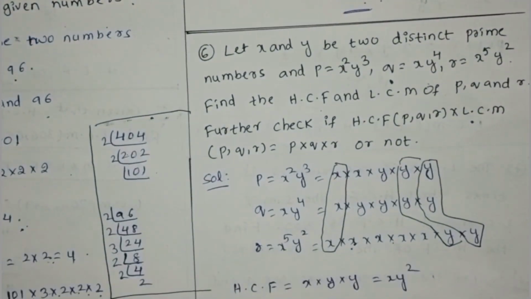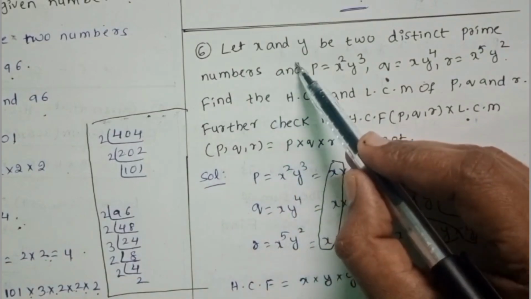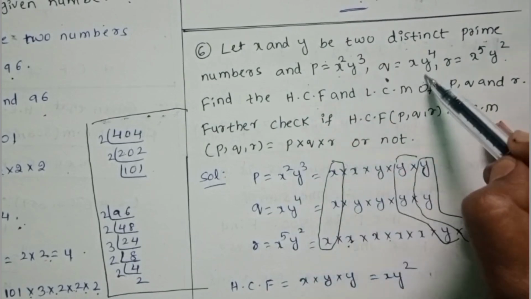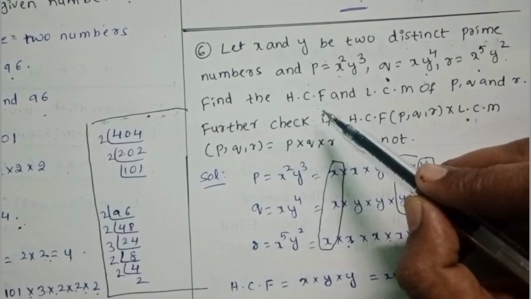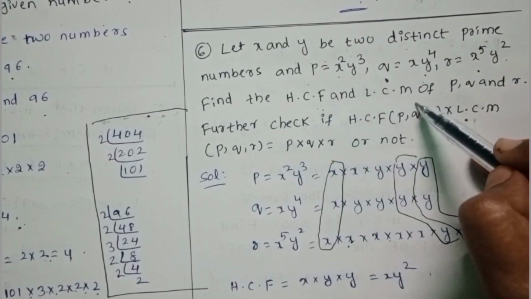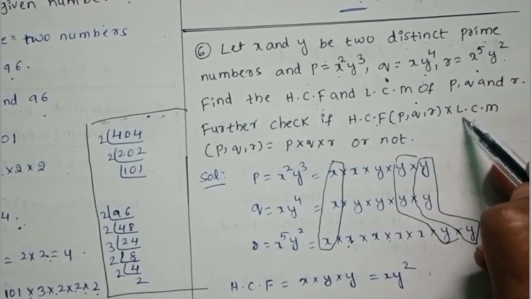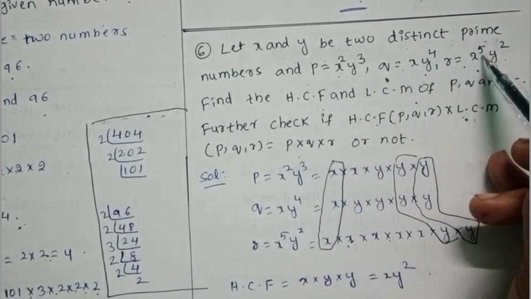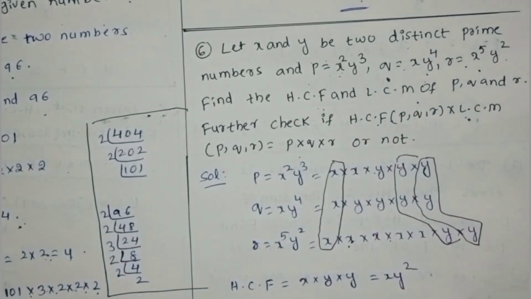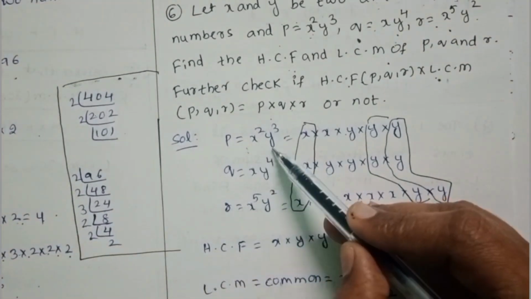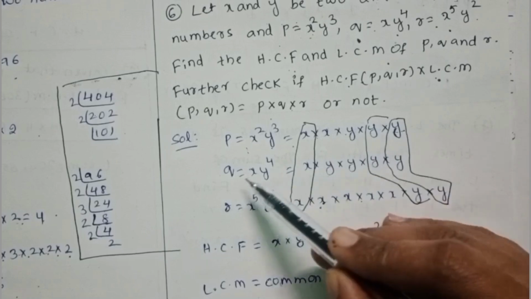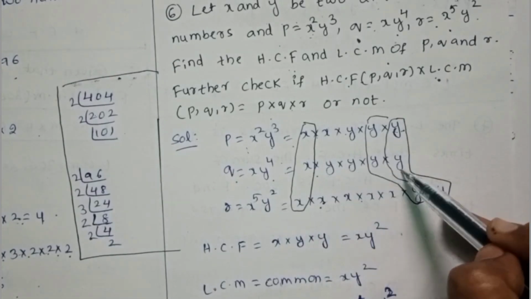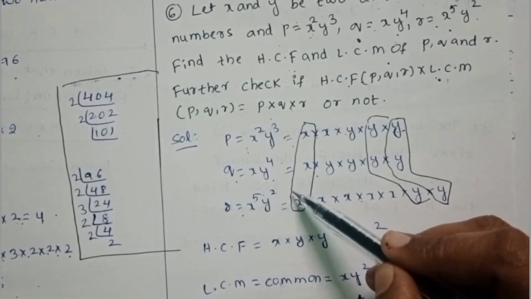Next question, the sixth question. Let x and y be two distinct prime numbers, and given the p, q and r values, he is asking to find the HCF and LCM and check whether the product of HCF and LCM of these p, q, r is the same as the product of p, q, r or not. He is asking the question like that. See here, take p equals x squared y cubed, split and write here, q is x y to the power 4, x 1 time and y 4 times, and r is x 5 times and y 2 times.